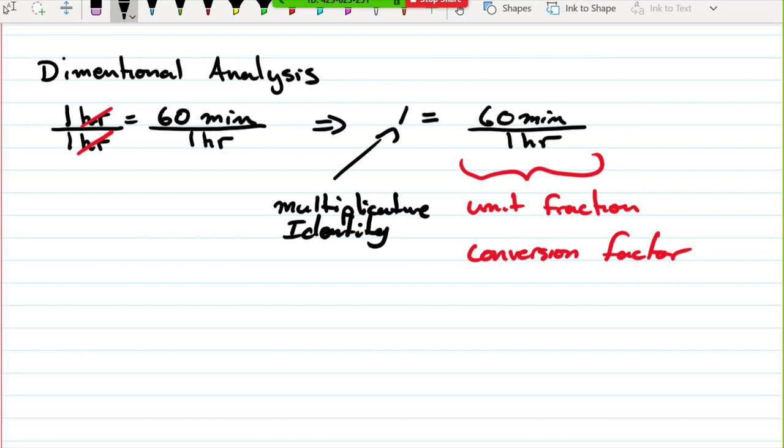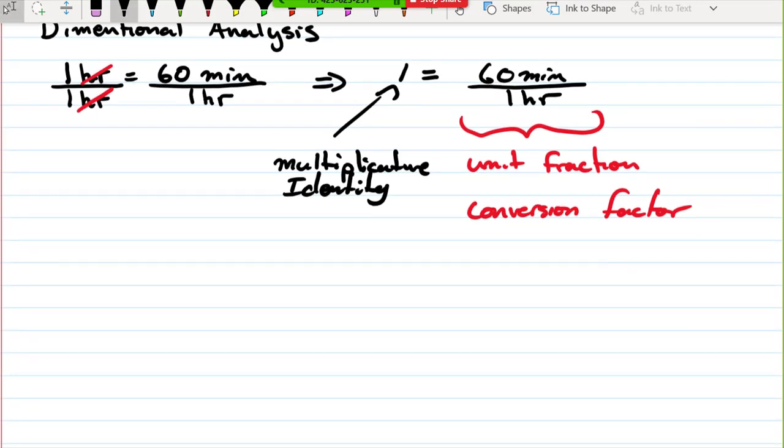But this is the same as 1. So if I multiply something by 60 minutes divided by 1 hour, I'm not actually changing it. It's equal to exactly the same thing. So that's where this unit fraction or conversion factor comes from.